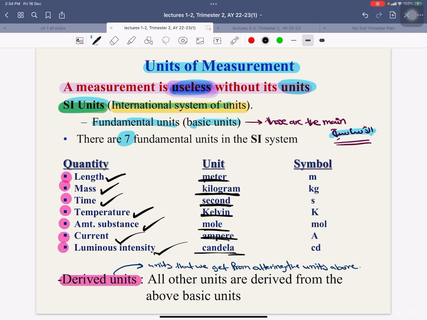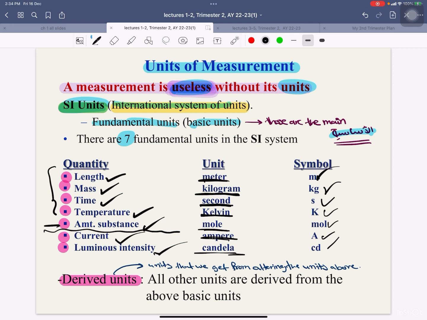So these are the units we have. Mostly we're gonna use those. Most units we're gonna stop here, but we need to know more and we need to know the symbol of all of those, each and every unit.